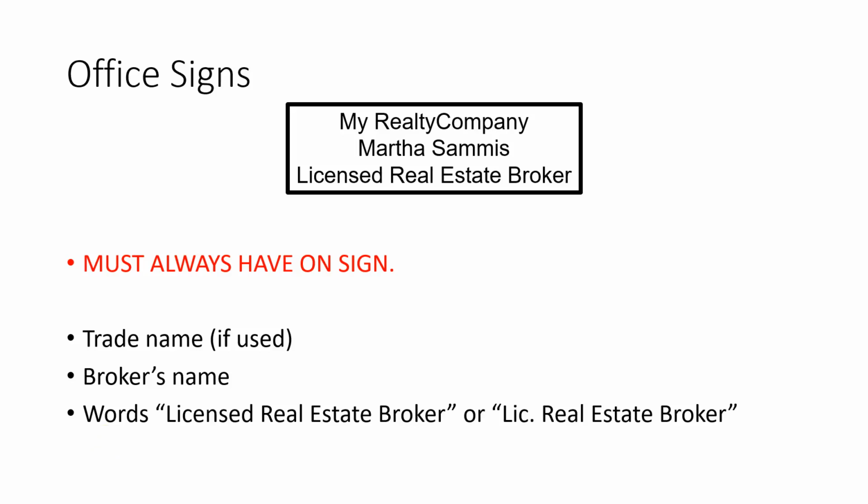On your office you must have a sign. Look at this. The minimum three pieces on the sign are the real estate company, the name of the broker, and the words licensed real estate broker. You must always have this on the sign. This is the only place where this is required: the sign on the front of the office, on the door, on the window. You have to use your trade name if used, and you have to have the broker's name and the words licensed real estate broker.